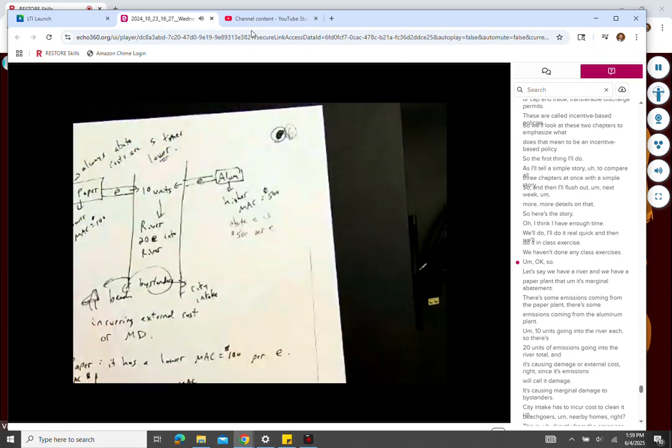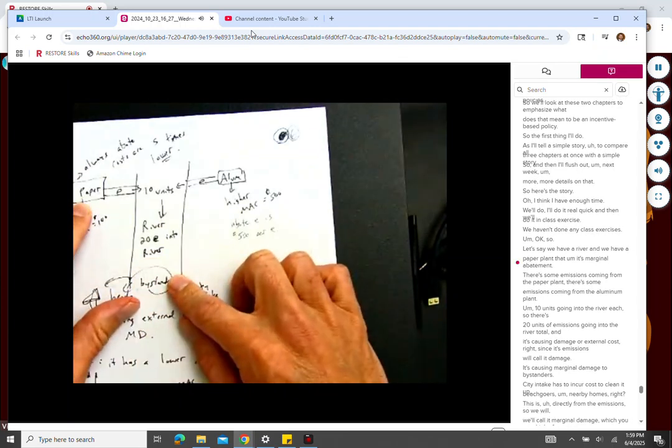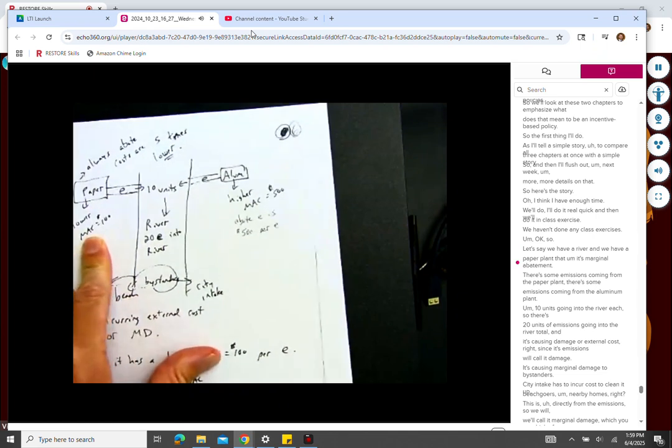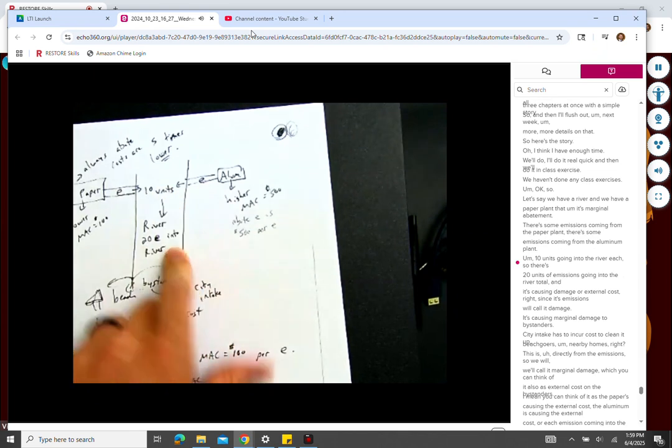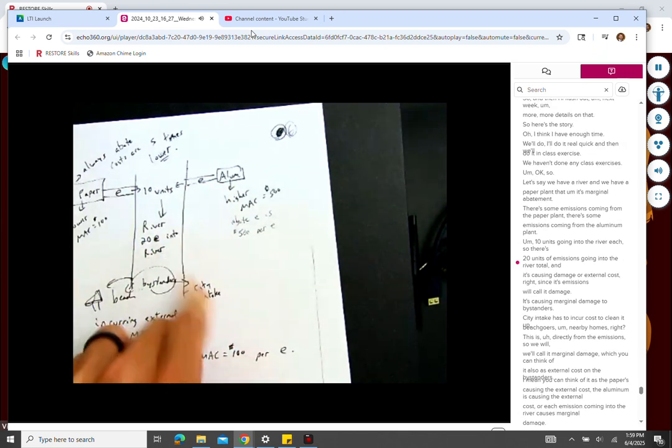Okay, so let's say we have a river and we have a paper plant. There's some emissions coming from the paper plant. There's some emissions coming from the aluminum plant. 10 units going into the river each. So there's 20 units of emissions going into the river total.